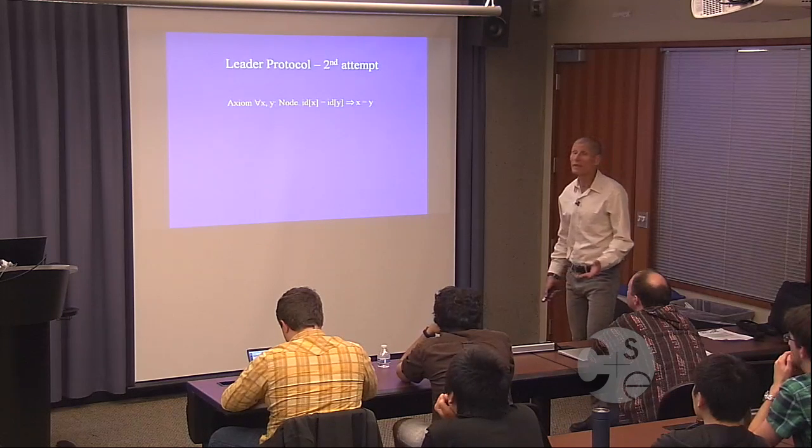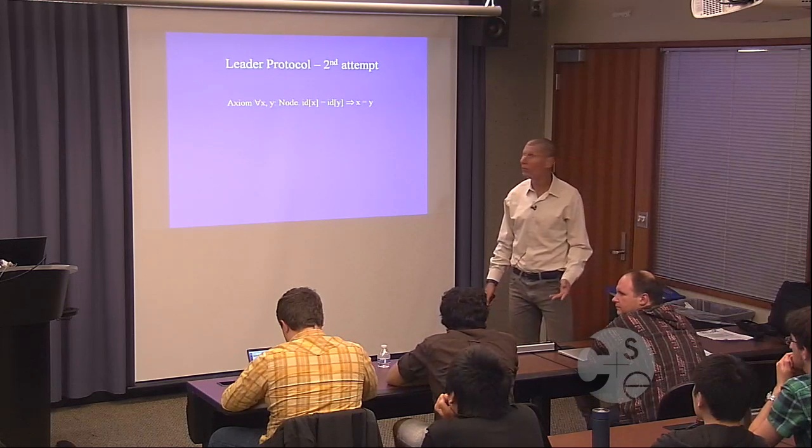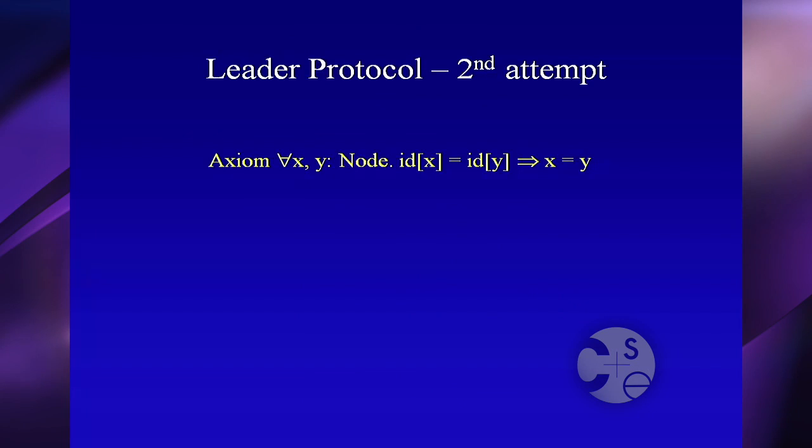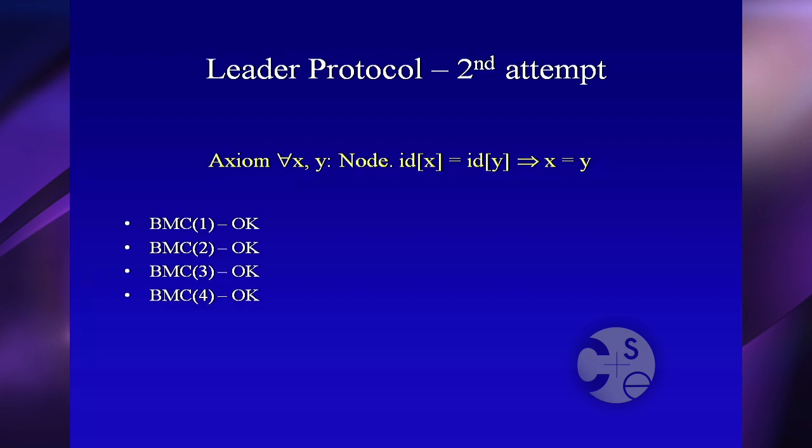Exactly. This is a mistake in our model. We have to write in our model that these things are not the same. Okay, and that's what we do. We have to add this axiom. Once we add it, the bounded model checking succeeds.